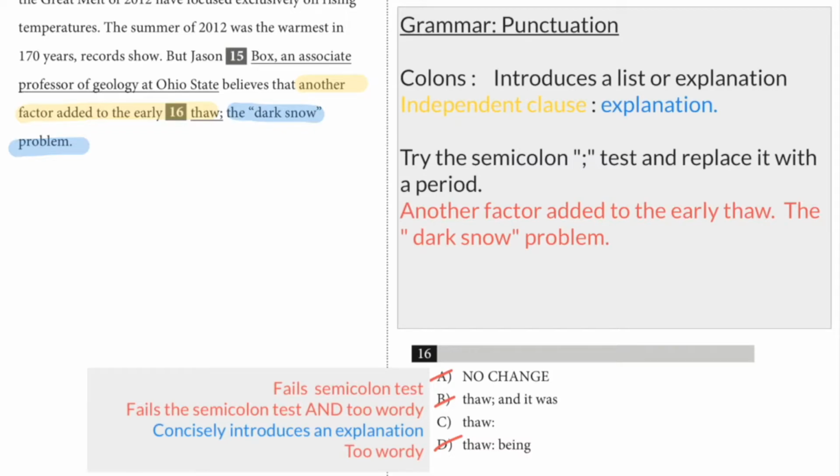Semicolons are actually really closely related to periods. They can be used almost interchangeably, often. So that's why answer choice C is the answer. It concisely introduces an explanation. Don't try and use a semicolon here.